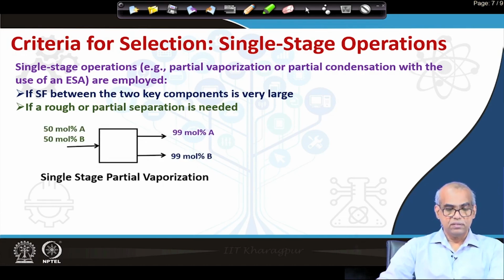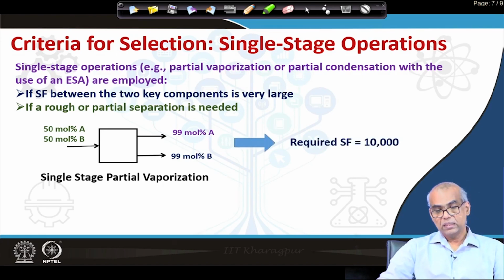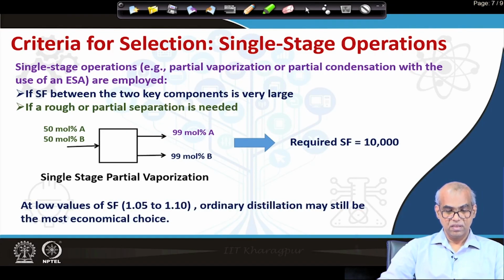Again, consider the separation of an equimolar mixture A and B. So, 50 mole percent A, 50 mole percent B, and if you want to separate it into 99 mole percent A and 99 mole percent B, the required separation factor for a single stage partial vaporization would be 10,000, which is very large. At low values of separation factor, say in the range of 1.05 to 1.10, the ordinary distillation method may still be the most economic choice for separation process.